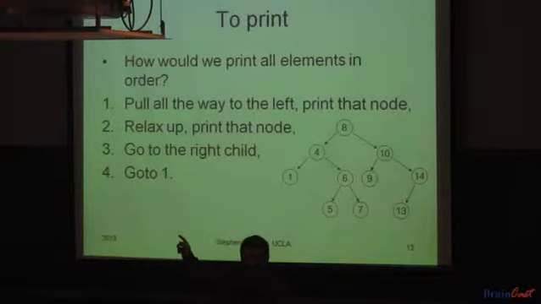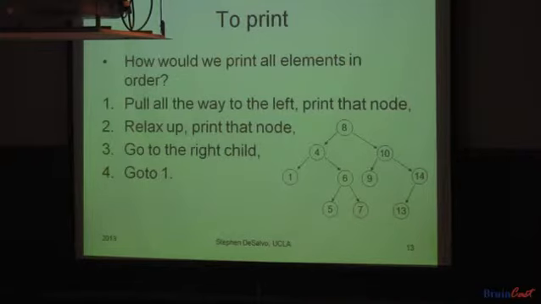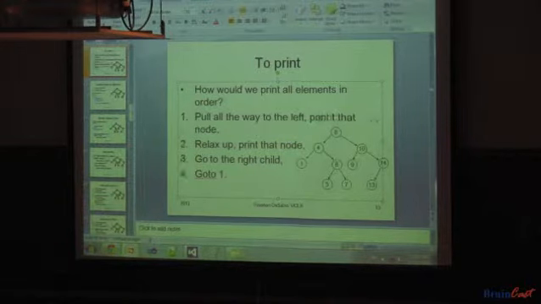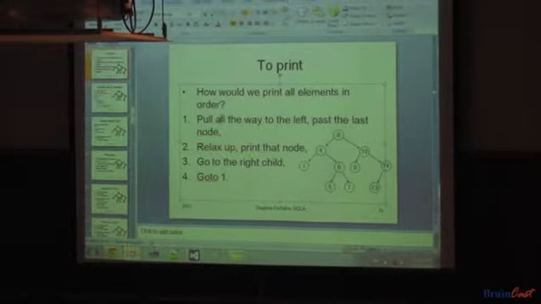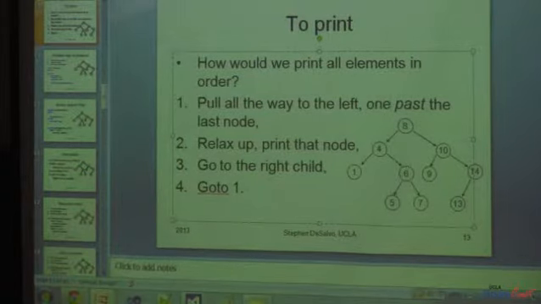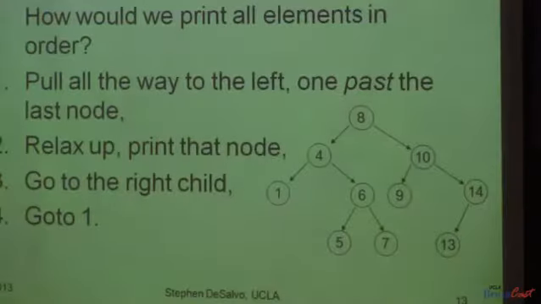And then you pull all the way to the left, and you go all the way past the last node. Relax up, print that node, go to the right. Okay, so pull all the way to the left. So I need to modify this to be pull all the way to the left, past... And then let me emphasize this, past, one past the last node, okay? So there's a phantom state to the left of the last node. That's how this works.